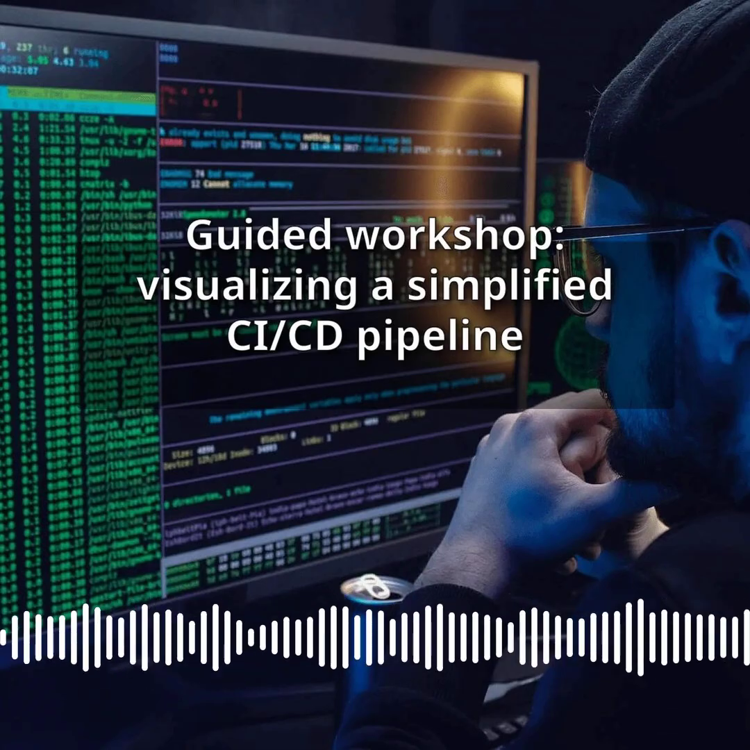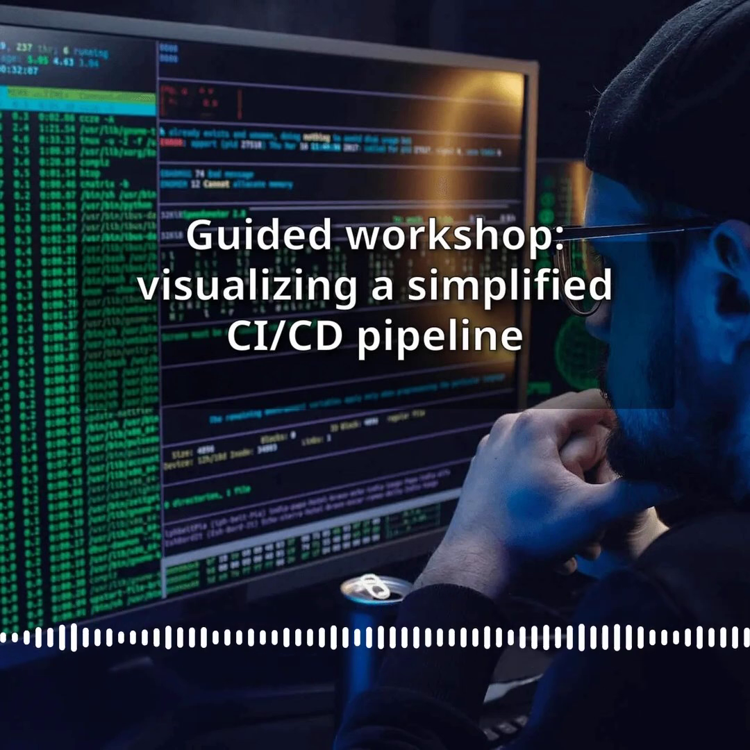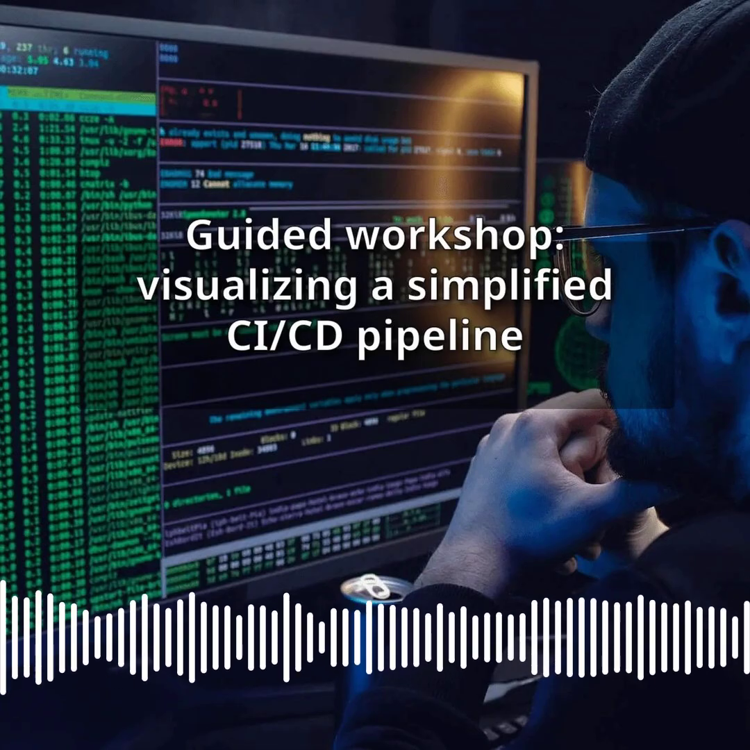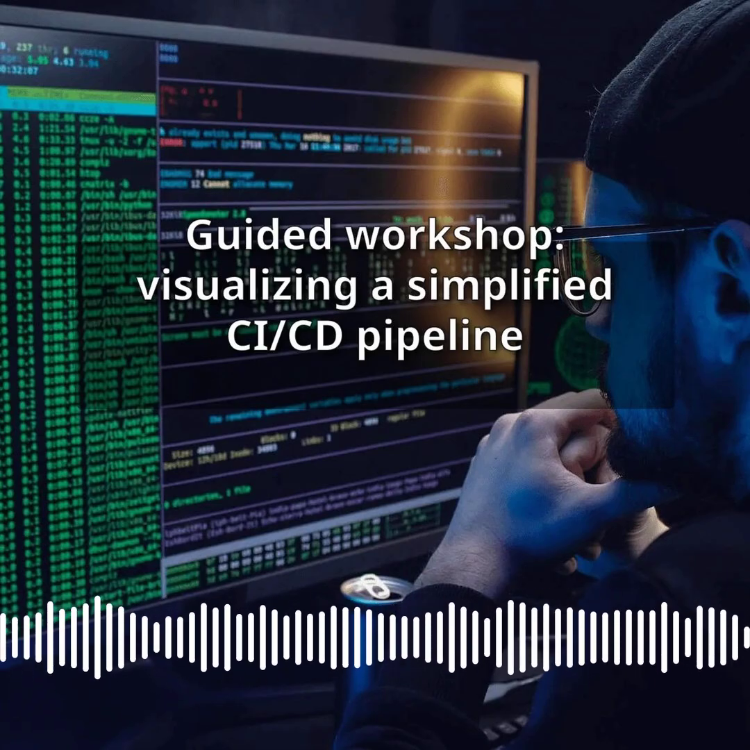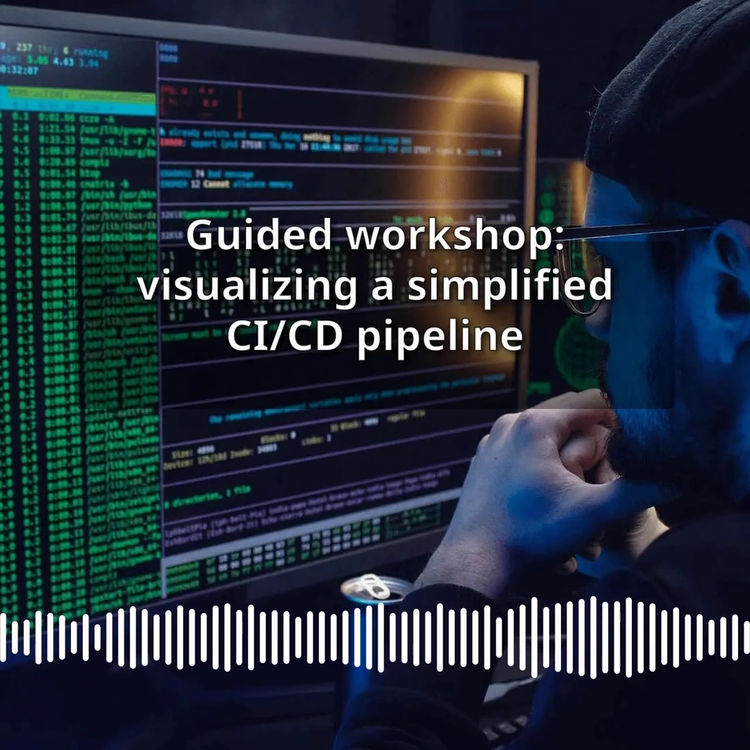Step 3. Build your visual diagram. Using any tool or medium you prefer, create your pipeline diagram. Each stage must be represented as a distinct block or node. Use arrows to show the flow and direction of the pipeline. Annotate each block with its name and a short label describing its role.